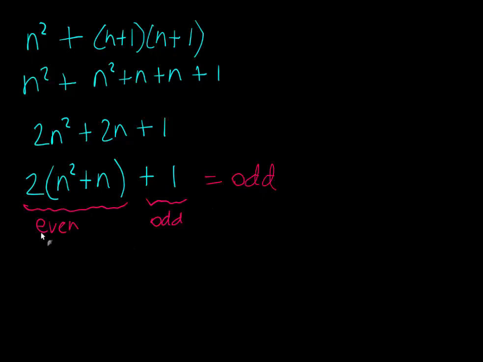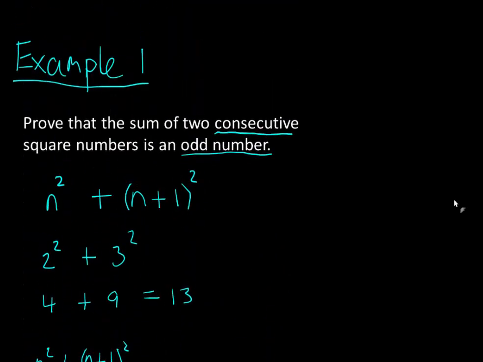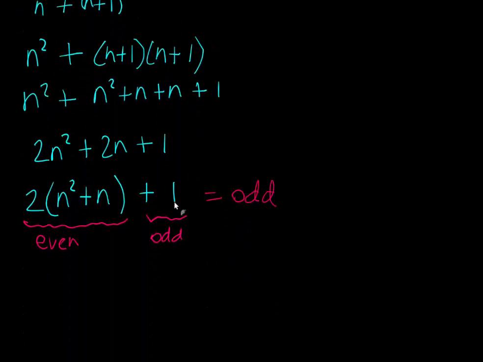It might be a good idea to write a little sentence that says an even number plus an odd number must make an odd number. But that's essentially what we've done. So we've answered the question, prove the sum of 2 consecutive square numbers, which is what we started off with here, a square number plus another square number. We just expanded it out and showed that it was equal to an odd number every time. Let's look at our next example.